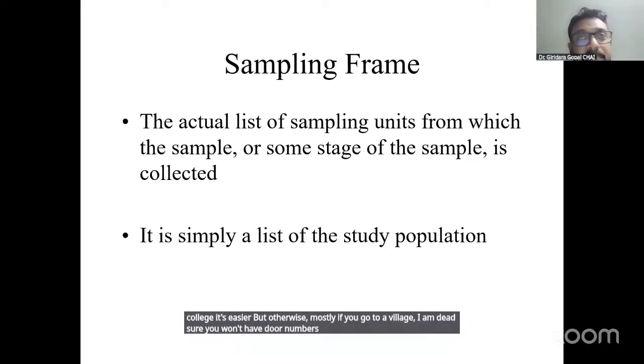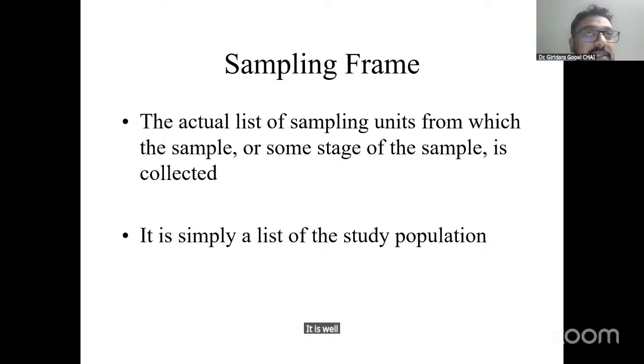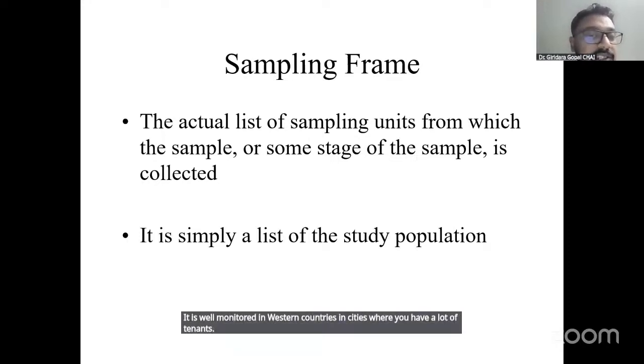Although, yes, we have in principle, but there is no directory that keeps track of, okay, now this individual resides here. It is well monitored in Western countries. In cities where you have lot of tenants, lot of migration, immigration, etc., it's very hard to do that. So it is just a list of the target people, right?